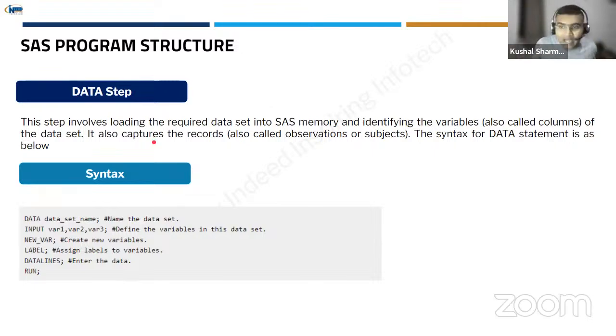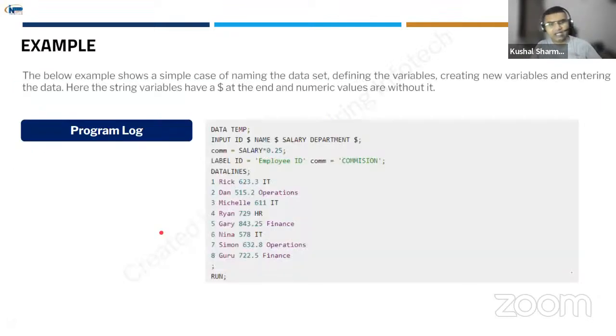The syntax for the data statement is as below. Here you write data at the beginning, and you give a name to it: data set name, and then input variable one, variable two, variable three, then create a new variable. After that, label, and then data lines. After the data lines, you have to put all the data. This is one of the options for how you can create the data. In the next slide, I'll give one example. So here is a simple example of naming a data set, defining variables, creating new variables, and entering the data.